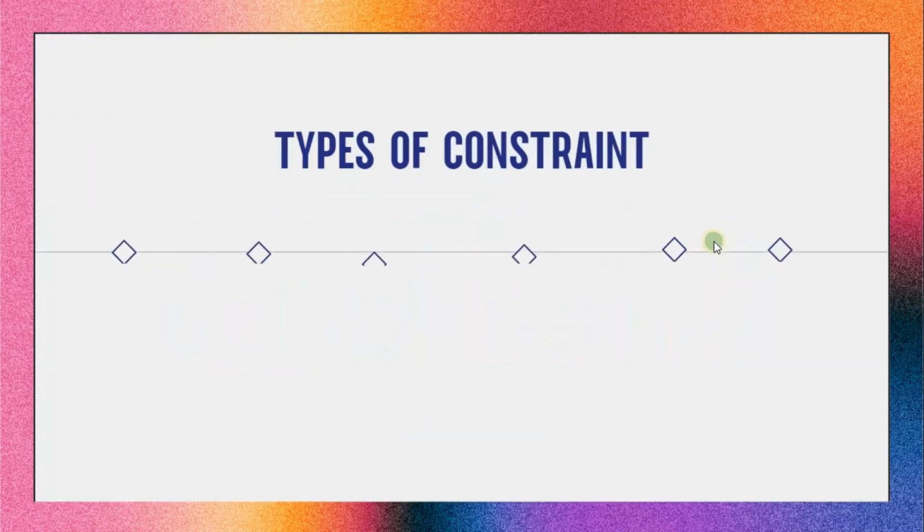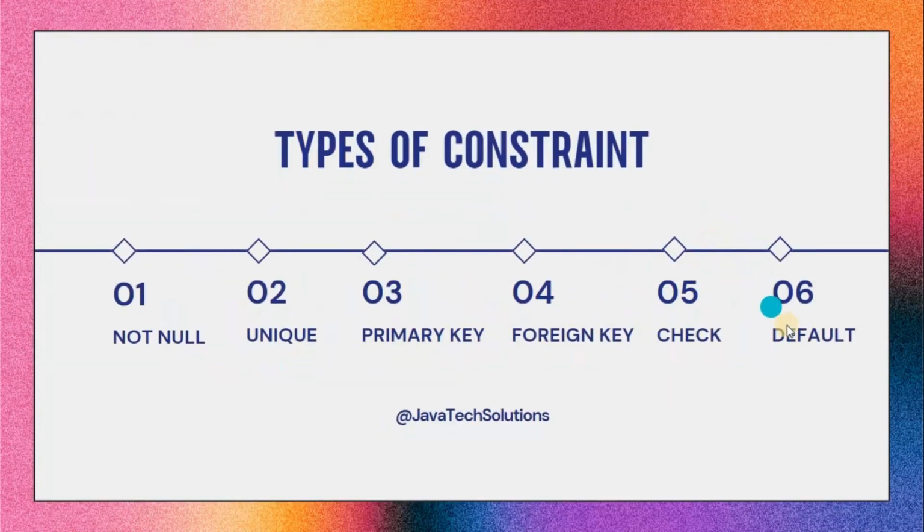There are 6 types of constraints: NOT NULL, UNIQUE, PRIMARY KEY, FOREIGN KEY, CHECK, and DEFAULT. The NOT NULL constraint ensures that a column cannot contain null values, while the UNIQUE constraint ensures that all the values in a column are unique.